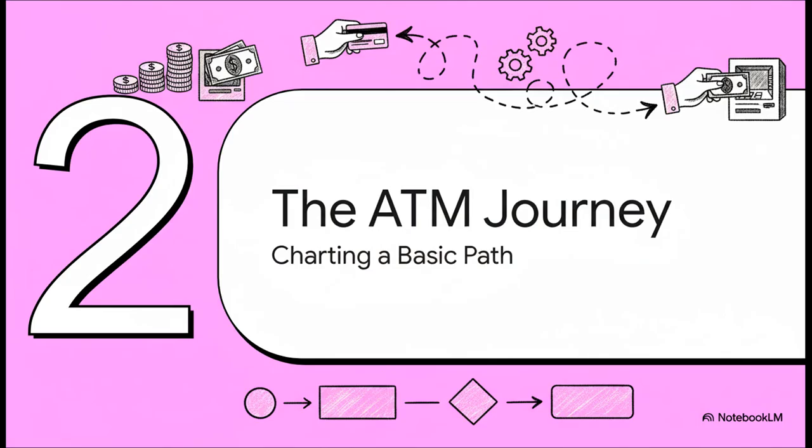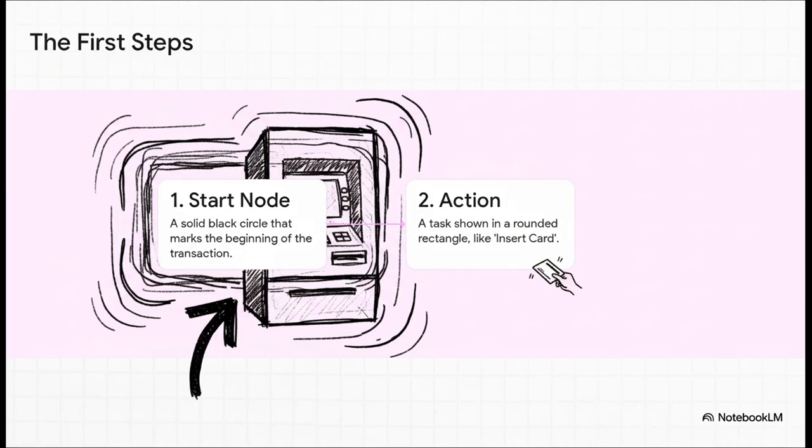All right, let's chart a basic path with our ATM journey. We're going to get practical now and build this thing from scratch, looking at a simple cash withdrawal and learning the core symbols as we go. Okay, every single process has to start somewhere. In an activity diagram, that's the start node. It's just a simple, solid black circle. Super easy. It's basically a big sign that says, hey, we're starting right here.